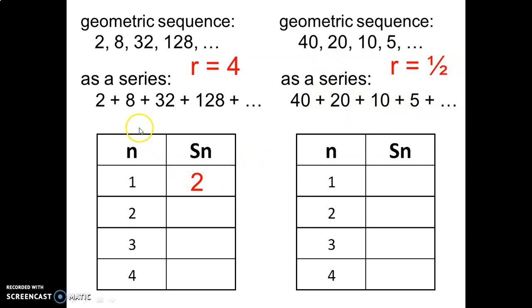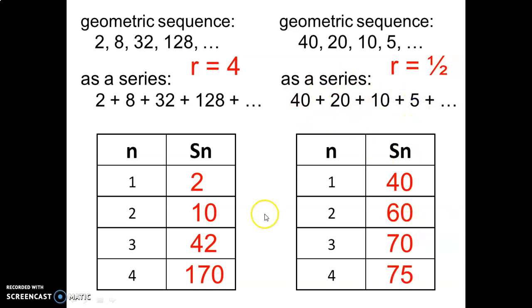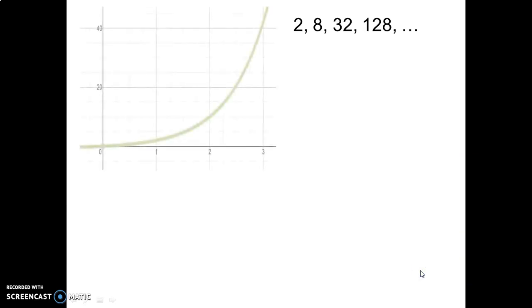Now, the sum of one term is 2 because it's just 2. The sum of two terms is going to be 2 plus 8, 10. The sum of three terms is going to be 2 plus 8 plus 32, 42, and then the sum of four terms is that. Over here, let's look at the sum. The sum is 40 after one term, and then after two terms it's going to be 40 plus 20 is 60, and then 70, and then 75. So again, this sum is growing quickly, whereas this sum is growing, but at a smaller rate eventually. So that brings us to the graphs.